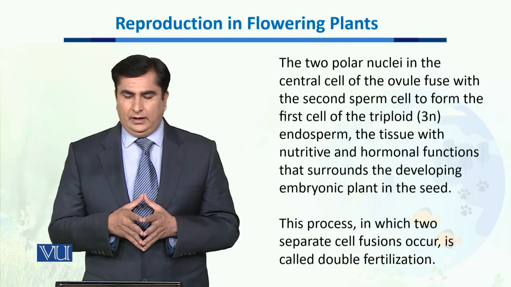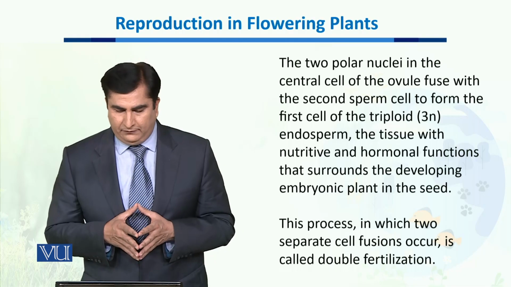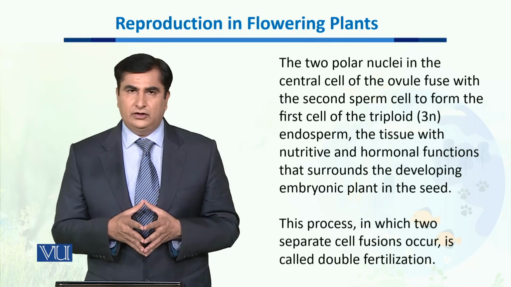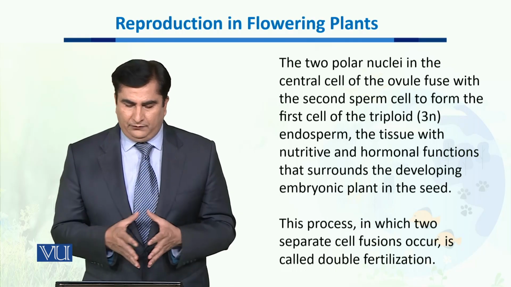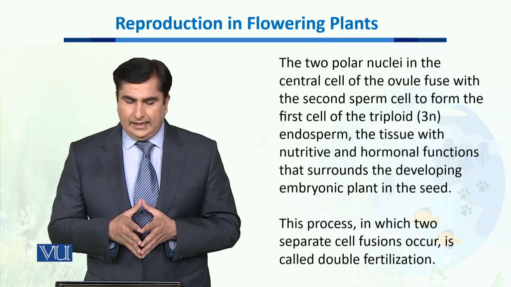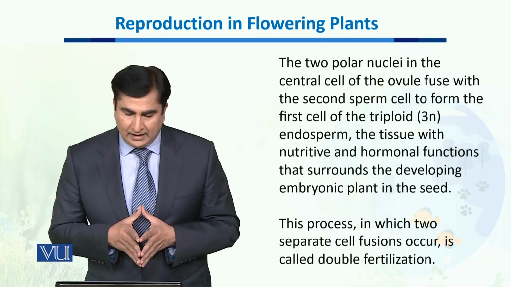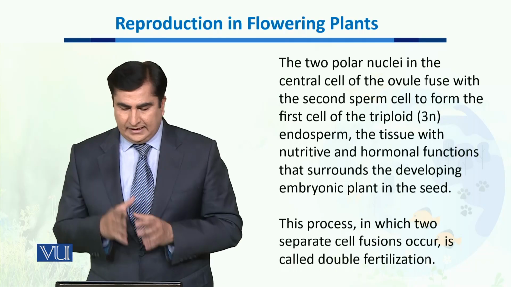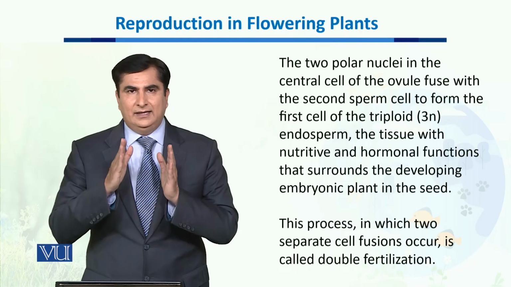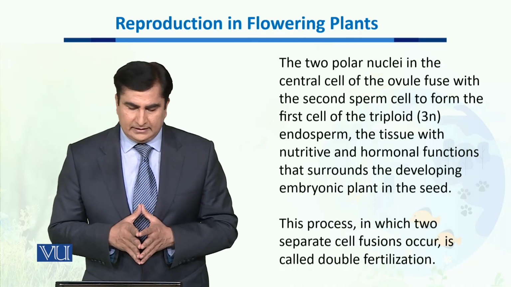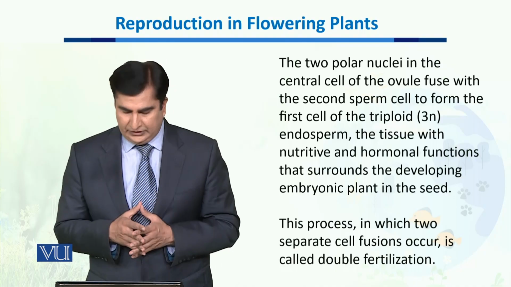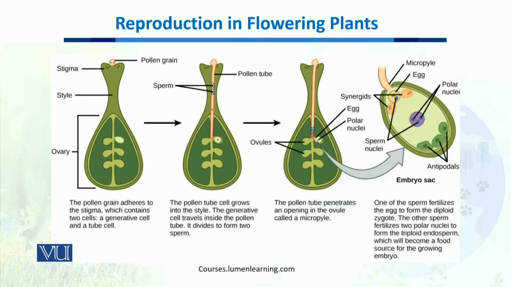This tissue is very nutritive, and it has a hormonal function which is required for the development of the seed. It surrounds the developing embryonic plant. This process in which two separate cell fusions take place is known as double fertilization. Now, as you can see here, the complete process is given.